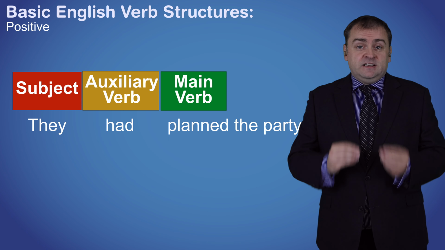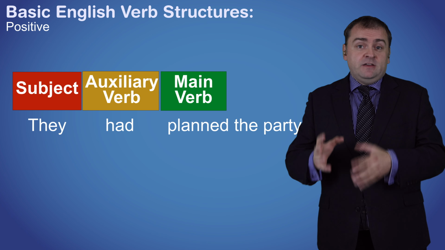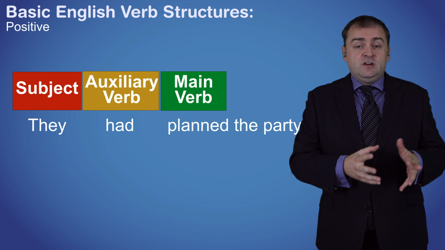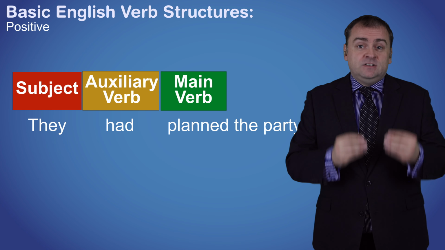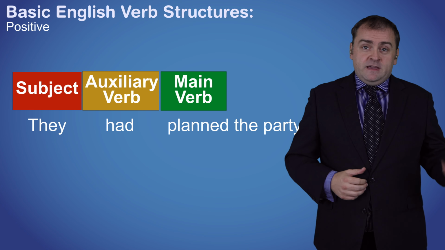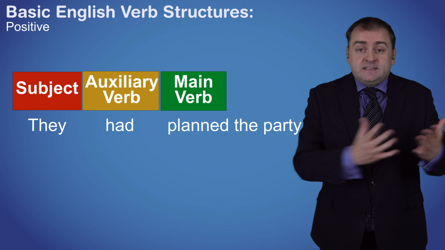The subject tells us who performs the action of the main verb. The auxiliary verb is the most important thing for telling us the tense of the verb. And then the main verb is what defines the action.